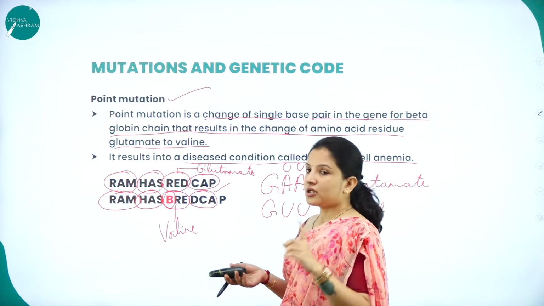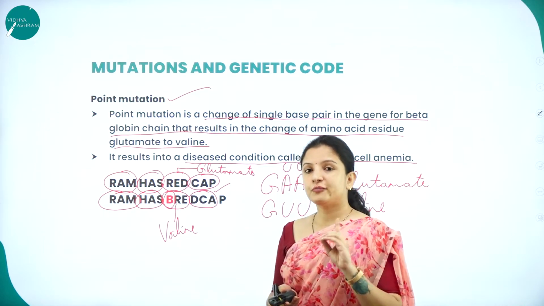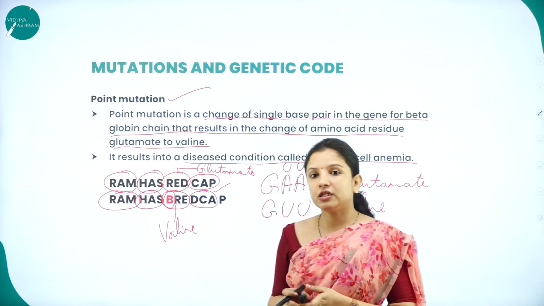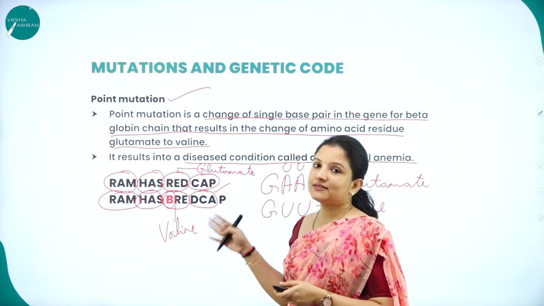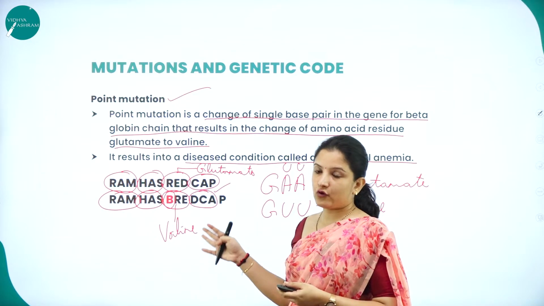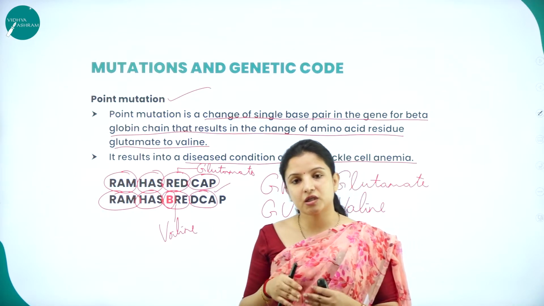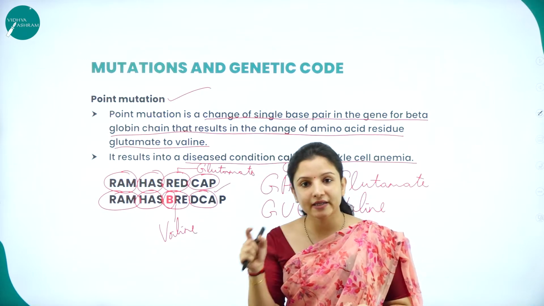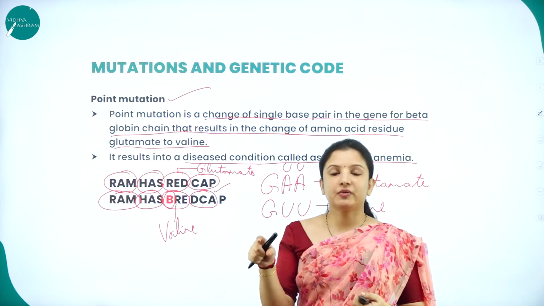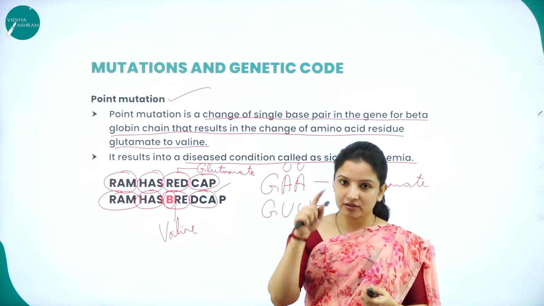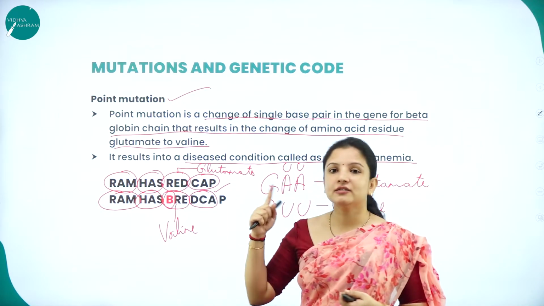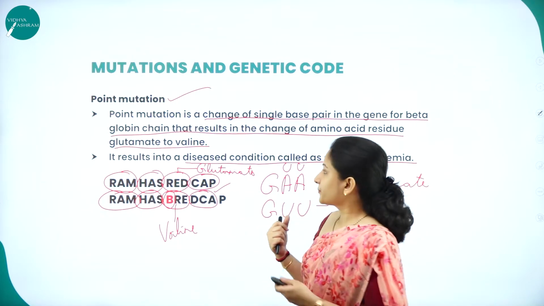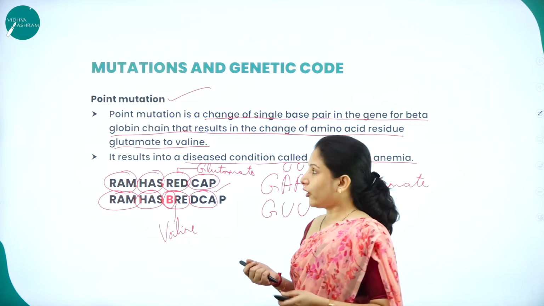Therefore, what happened? If glutamate, because of point mutation, gets converted to valine, therefore leading to the disease called sickle cell anemia. So therefore, in people having this particular disease called sickle cell anemia, the gene present on the mRNA strand will start producing valine instead of glutamate. So that is when the disease will occur. So this is one example for point mutation.